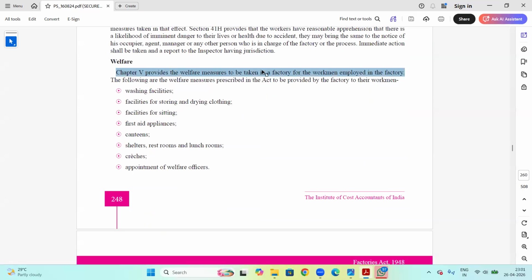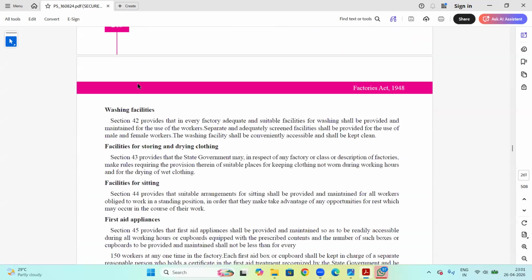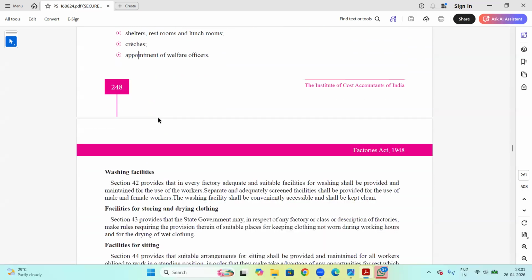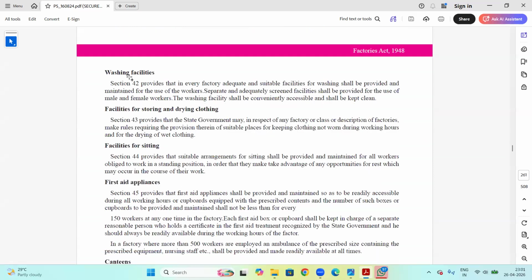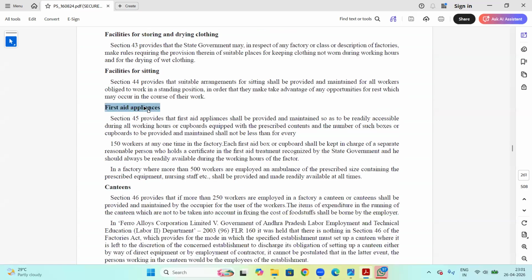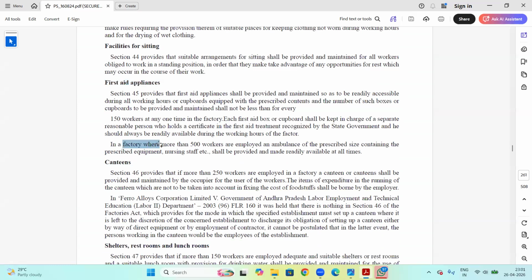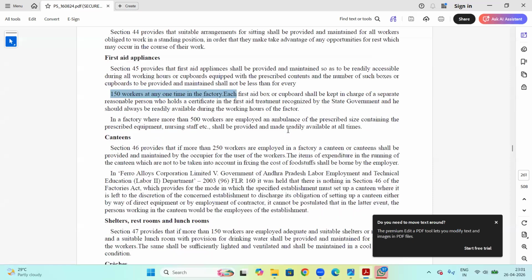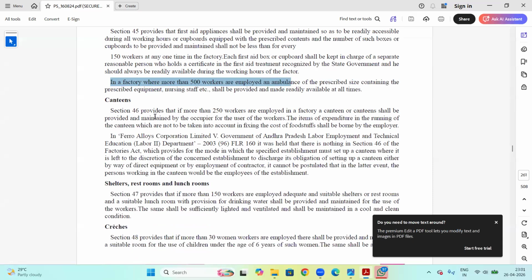So, Chapter 5 of the Factories Act provides various welfare measures, including washing facility, facility for drying clothes, sitting, first aid appliances, canteen, shelters, creches, and appointment of welfare officers. Should provide washing facility, facility for drying clothes, for sitting, first aid appliances. Where 150 or more workers are employed at a time in a factory, each first aid box shall be kept in charge of a separate responsible person who holds a certificate in first aid treatment. In a factory where more than 500 workers are employed, an ambulance shall be provided.